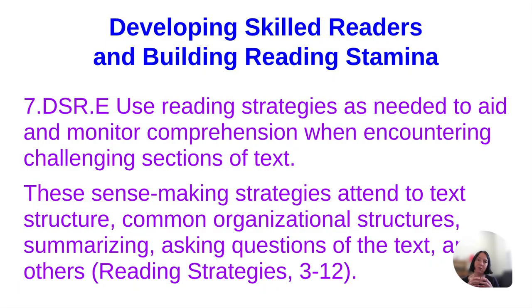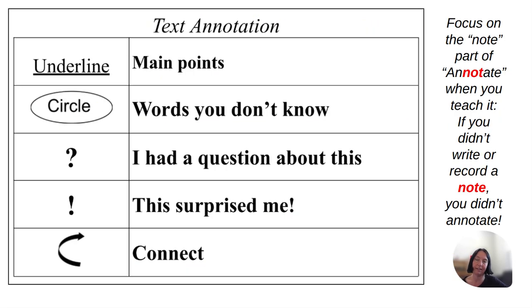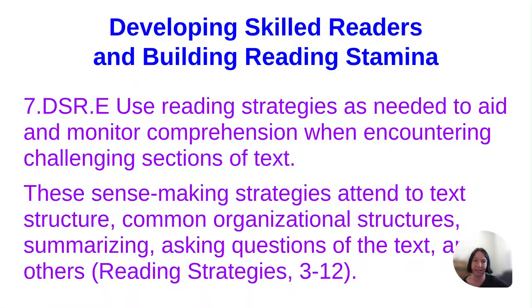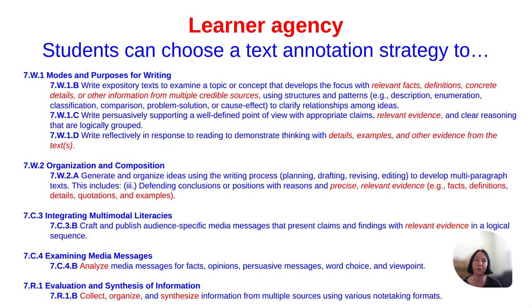So these sense-making strategies all relate to each other, and text annotation, a general strategy like this, is a great place to start. But the most important part is to get them away from underlining and into the annotation part, where they're actually engaging with a text. So this is part of learner agency.